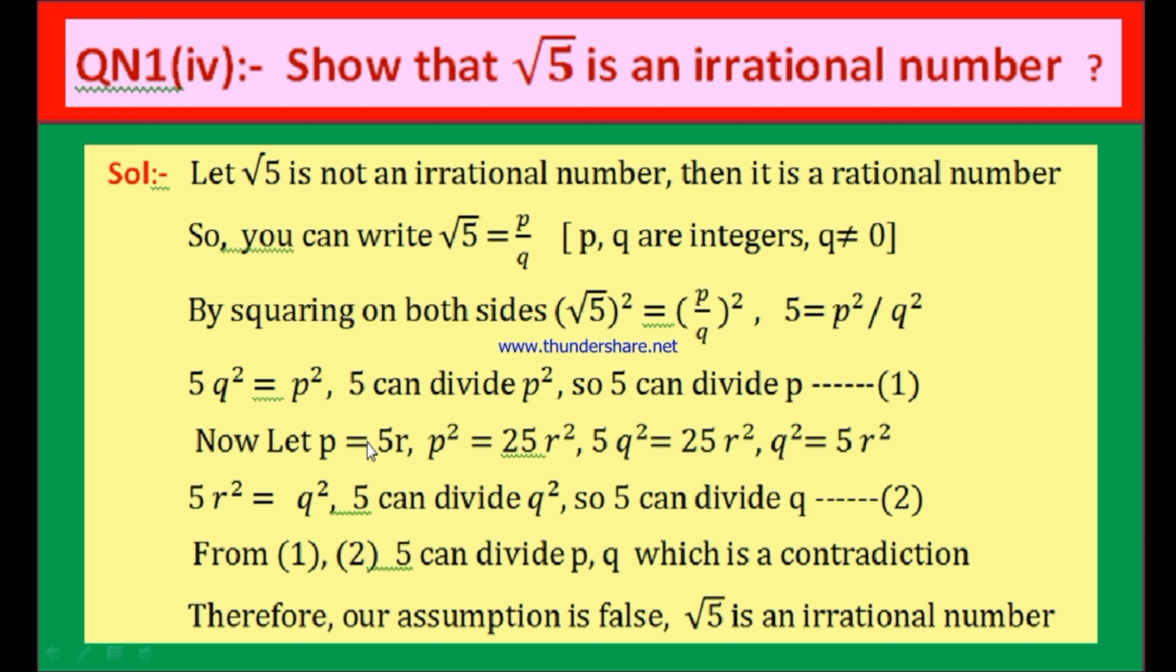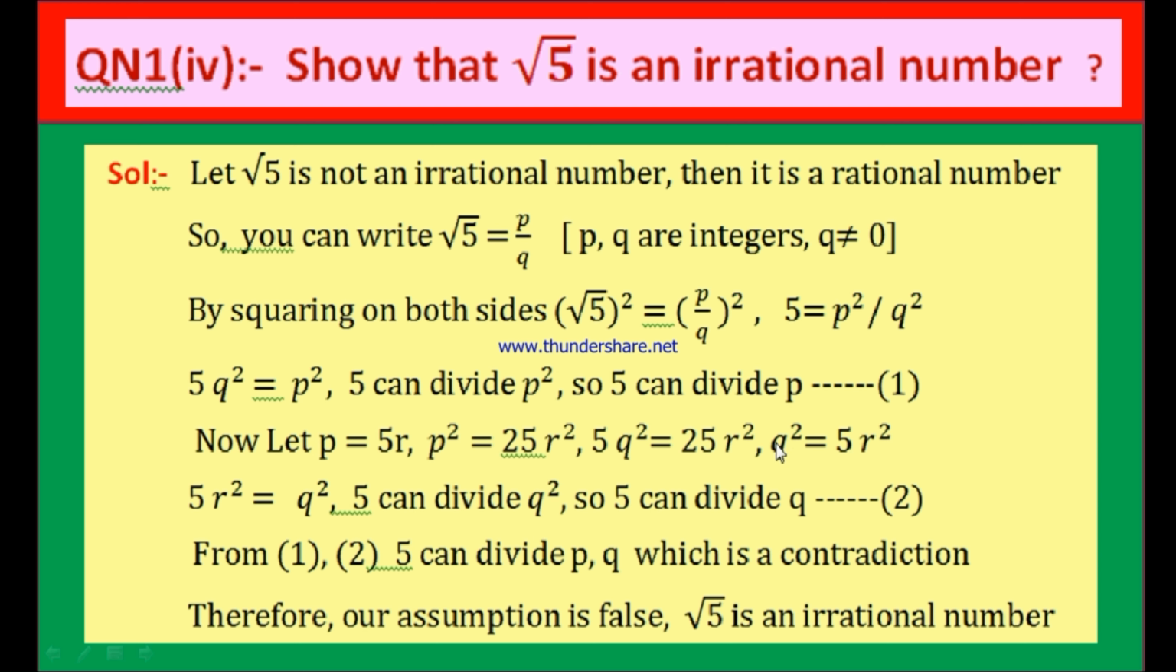By squaring on both sides, p square is equal to 5r whole square, that is 25r square. But we know that p square is equal to 5q square. Therefore, 5q square is equal to 25r square, or q square is equal to 25 divided by 5, that is 5r square. Q square is also in the form of 5 into something.